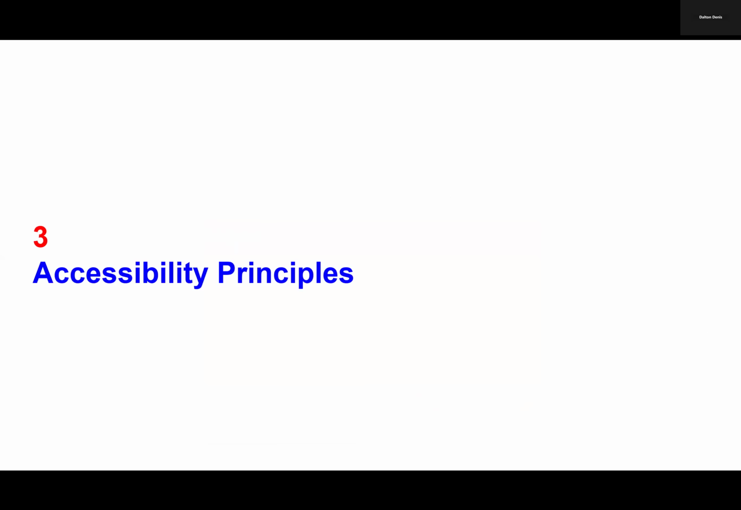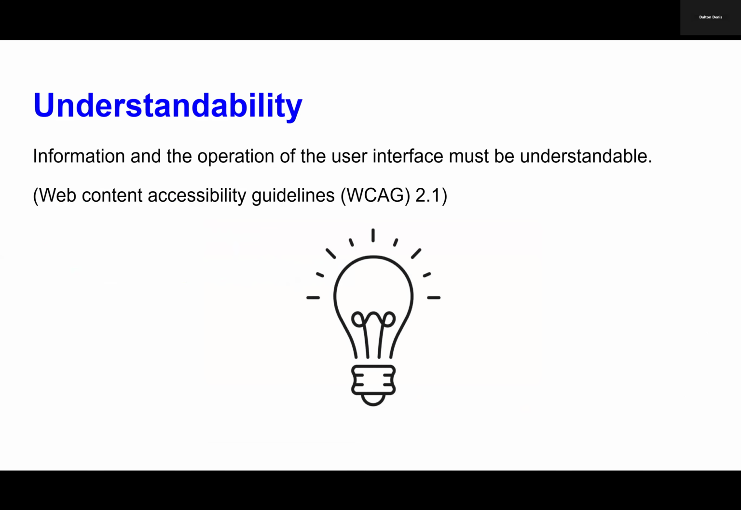Aside from usability, Canvas adheres to and departs from two accessibility principles as defined by W3C's Web Content Accessibility Guidelines 2.1. The first principle we will address is understandability. Understandability is defined as information and the operation of the user interface must be understandable. A bit redundant, I know.